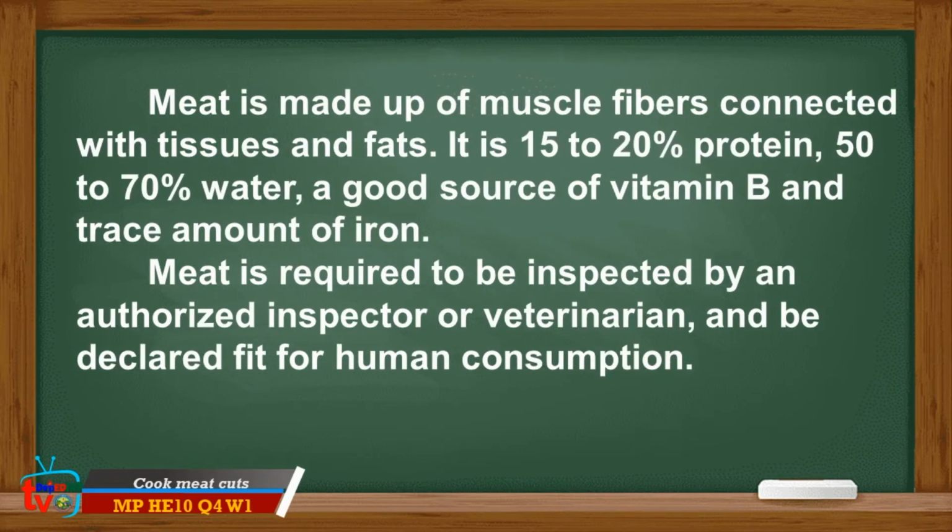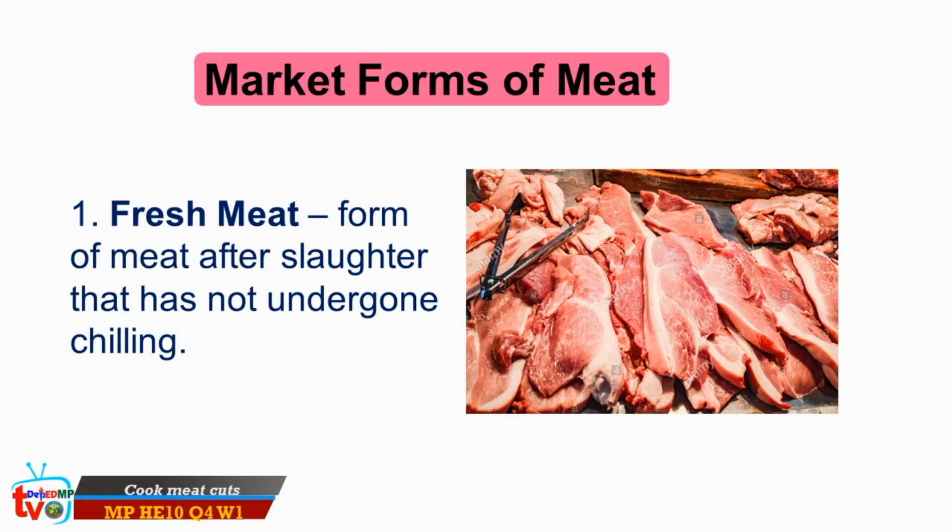Meat is made up of muscle fibers connected with tissues and fats. It is 15 to 20% protein, 50 to 70% water, a good source of vitamin B and trace amount of iron. Meat is required to be inspected by an authorized inspector or veterinarian and be declared fit for human consumption. We have 6 market forms of meat.